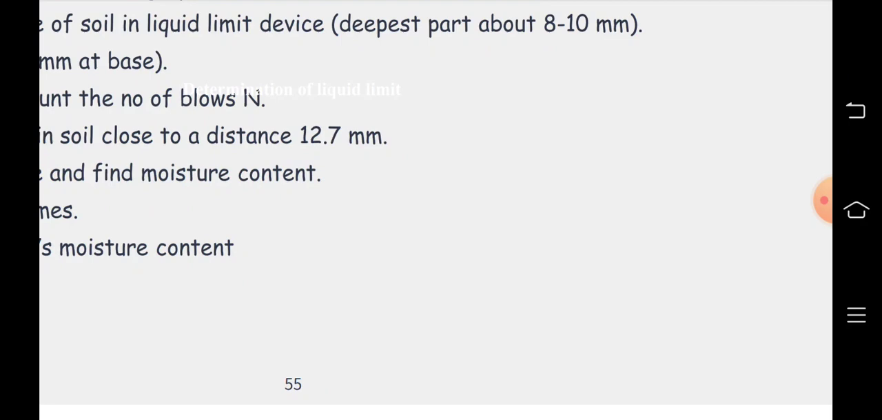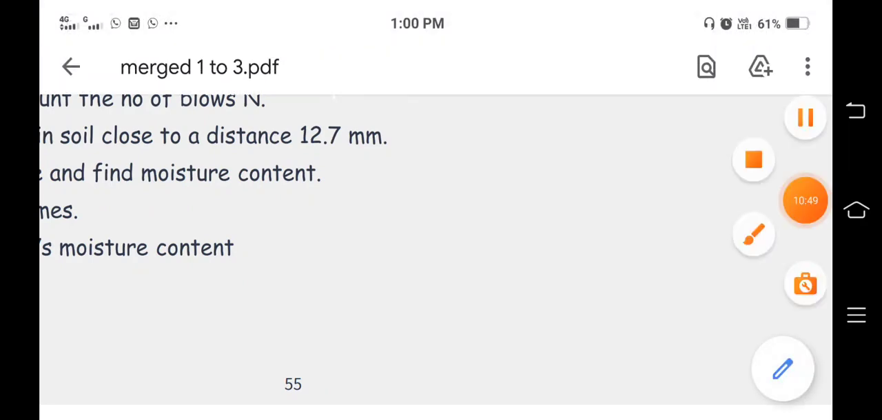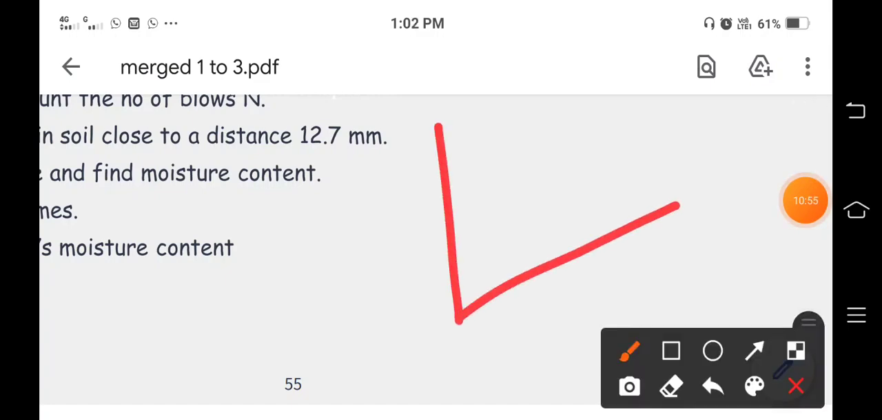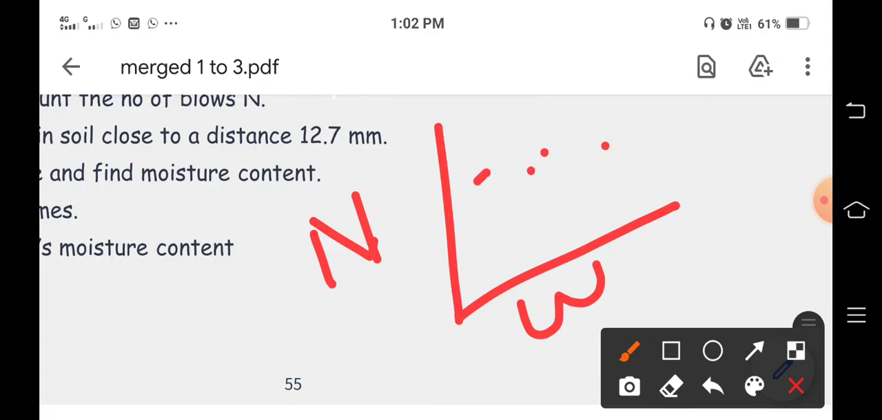This test is performed a number of times, say 2 or 3 times. Finally we plot the graph of water content on the x axis and the number of blows on the y axis. Suppose these are some points, and this is our curve. This curve is called a flow curve.